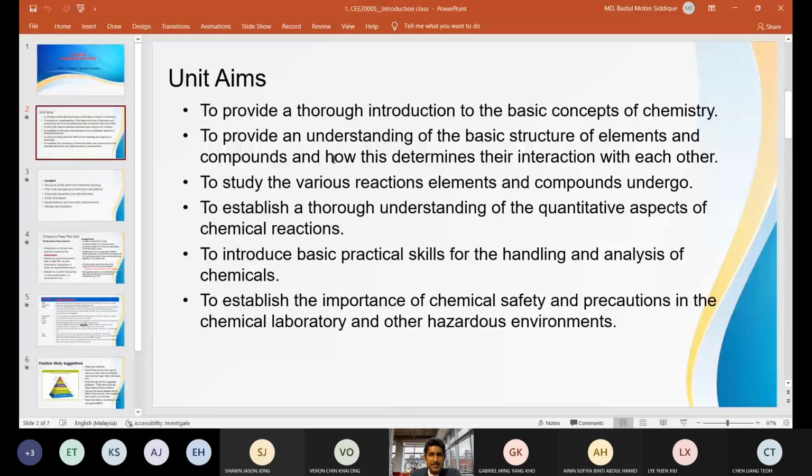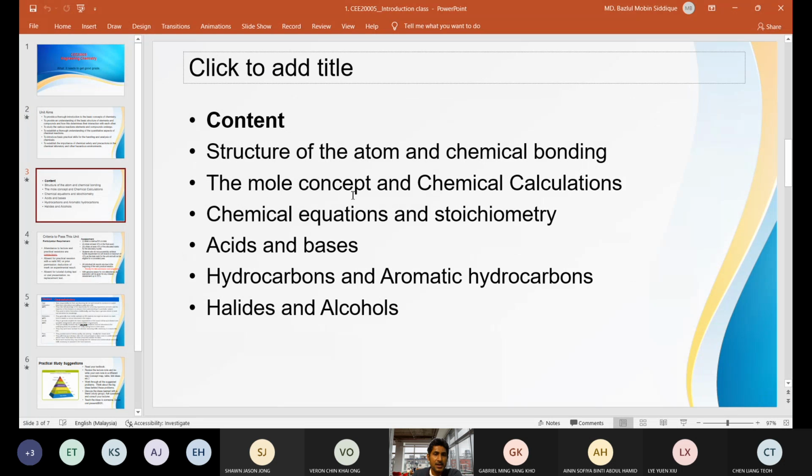And basic practical skills, of course, and safety, the safety precautions and chemical safety in the lab. We will do that as well on the first day. Content: structure of atoms and chemical bonding. We will learn that in the first 2 weeks because the first lecture will take a long time to finish all those things. Many of you already know many of those contents, but I'll refresh it once again.